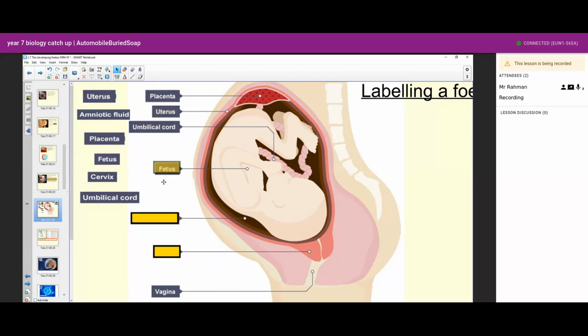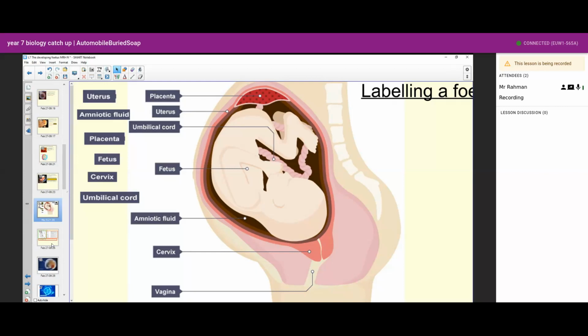And this label here is, of course, the fetus. At this stage, it's now called a fetus. In the early stages, it's an embryo. Now it's known as a fetus. The next label inside this gap here is the amniotic fluid that we talked about. And the last label at the bottom is the cervix, which, when the woman is ready to give birth, opens up and the baby comes through there.